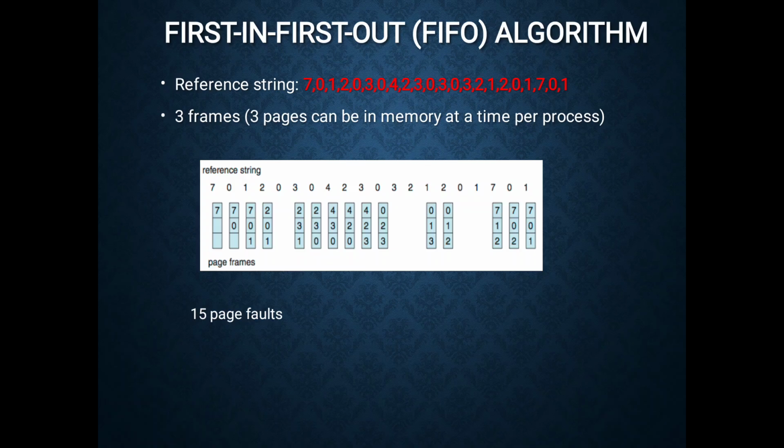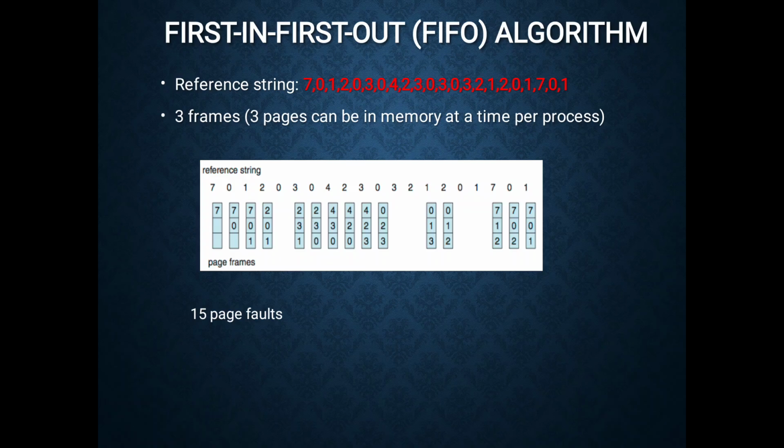In the first-in-first-out algorithm, this reference string is framed by 3 frames. So 3 pages can be in memory at a time per process. We visualize the 3 frames. In the first step, 7 is placed, the next 0 is placed, the next 1 is placed. The upcoming string is 2, so it replaces the 7. The next is 0, which is already available in the frame, so there is no replacement.